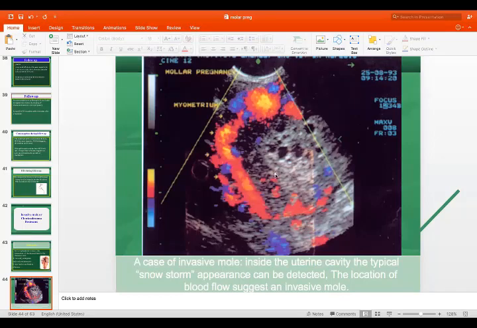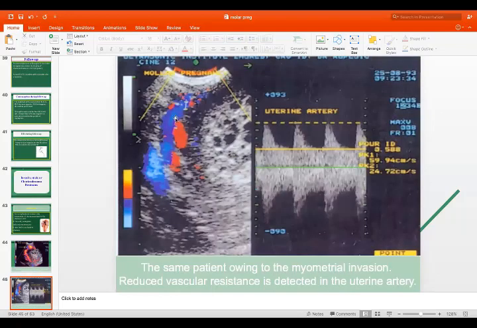This is the mutation which is giving characteristics of strong appearance. So this invasive mole shows increased vascularity. This blood flow is seen here in case of invasive mole because it is invading the myometrium. This again shows myometrium invasion. This is the uterine cavity with no strong appearance, and this is the invasion of the myometrium. You can see the blood flow.